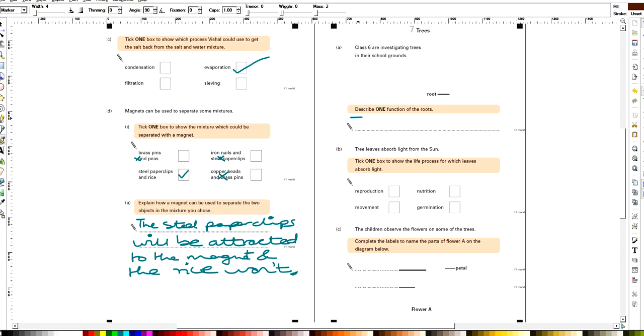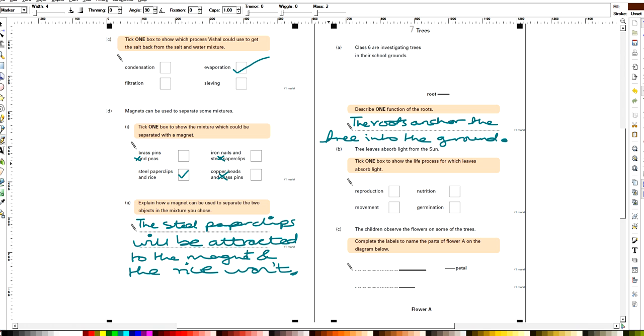Okay, Zara, we're writing this down. The roots anchor the tree into the ground. So they hold the tree down, stop it from blowing away. What's another answer we could write down? The roots absorb moisture and minerals from the soil. That could be another answer. The roots absorb water and minerals from the soil is the second possible answer.